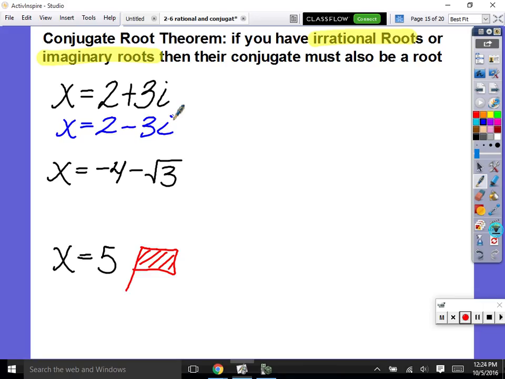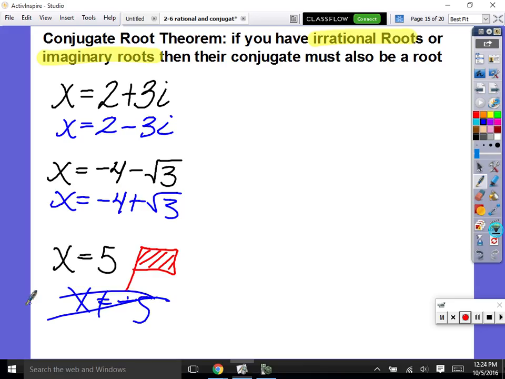So if x equals negative 4 minus the square root of 3, then x equals negative 4 plus the square root of 3. Red flag. Students just start going with this, and they say, okay, so if x equals 5, then x has to equal negative 5. Not true. People say that the conjugate's also a root. That's not true. But do you get what I'm saying? That the conjugate is not a root necessarily. Only for irrational or imaginary.